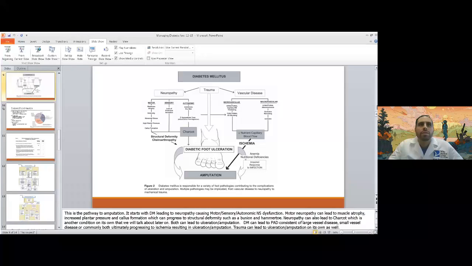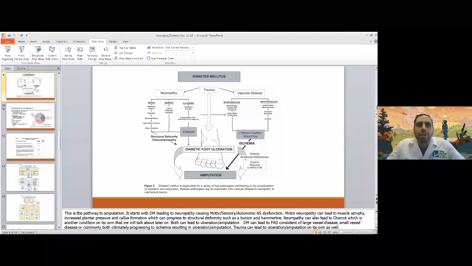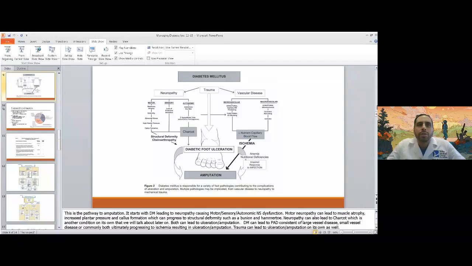So this is basically the pathway of diabetes. It starts with diabetes, which progresses to neuropathy, causing motor, sensory, and autonomic nervous system dysfunction. The motor neuropathy can lead to muscle atrophy, which can increase plantar pressure and callus formation and progress to structural deformity. So that's basically one pathway.